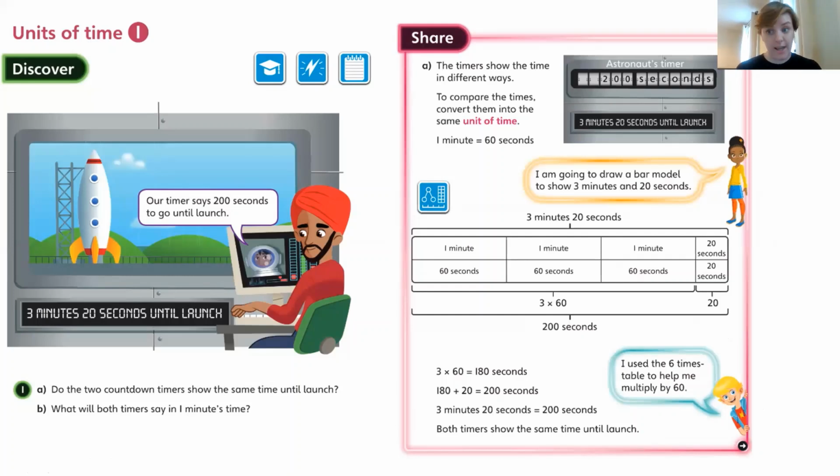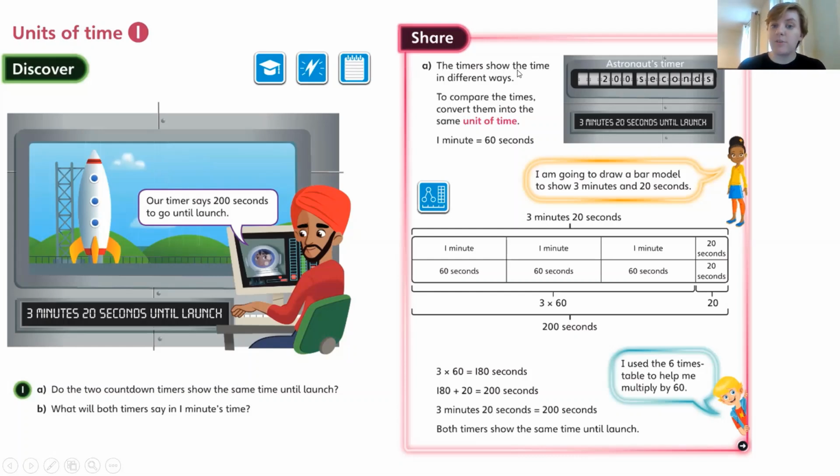Okay, let's have a look at share. So we had the rocket that was about to launch. We knew that one timer said 3 minutes and 20 seconds until launch, and the other timer said 200 seconds. And we had to work out if they showed the same amount of time. Now, here's the astronaut's timer, 200 seconds, and here is the scientist's timer, 3 minutes and 20 seconds.